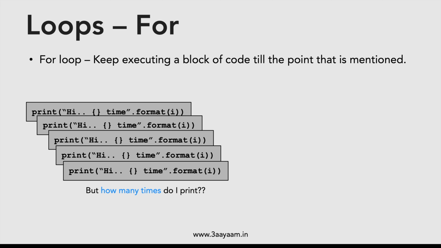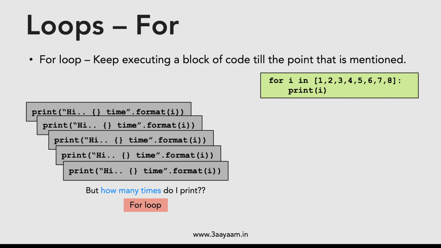If I do not keep any check, and I make this particular section of code run infinitely, obviously it's not a code, it's a bug. And also it will take a lot of resources. So to mention how many times I want to execute a section of code block is where the for loop is used. The syntax is very simple. For I in maybe an array and then print I.